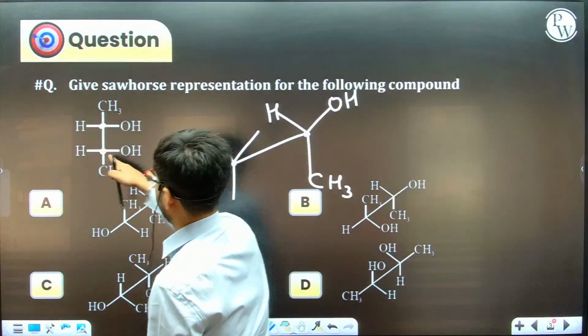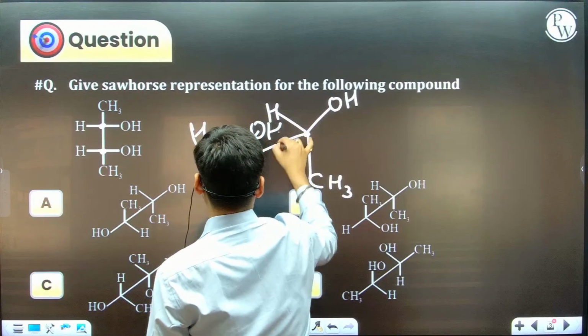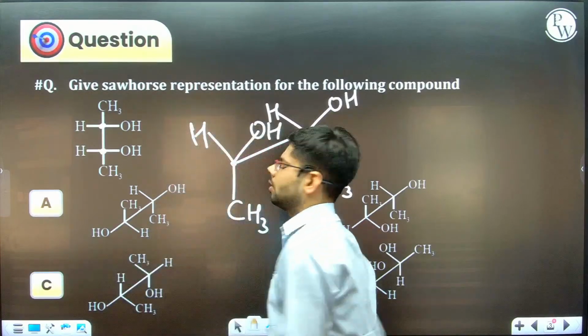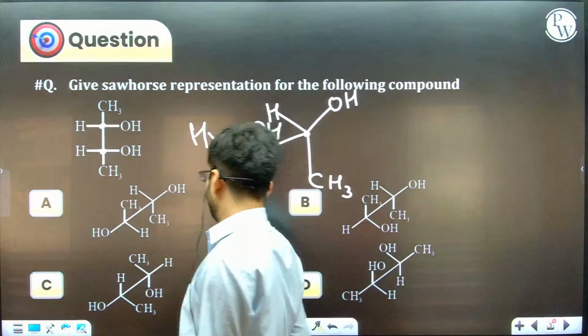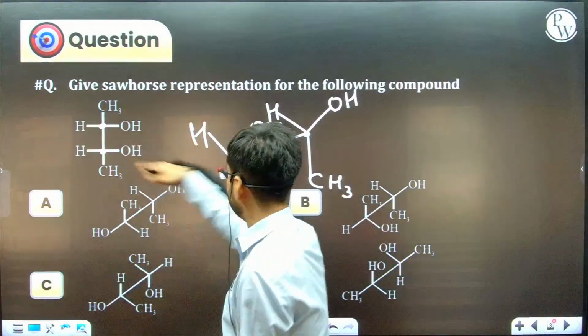This carbon is having H on its left, so I'll write H here. I'll write OH here. I'll write CH3 here. So this is the correct Sawhorse projection, but this is eclipsed. Why is this eclipsed? Because both are in the form of Y.